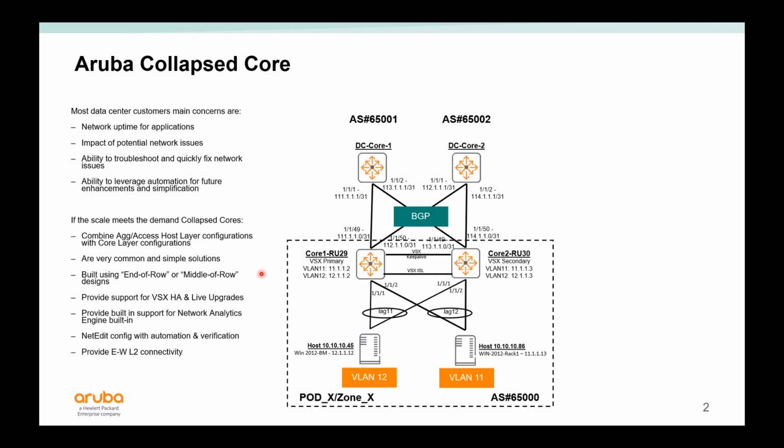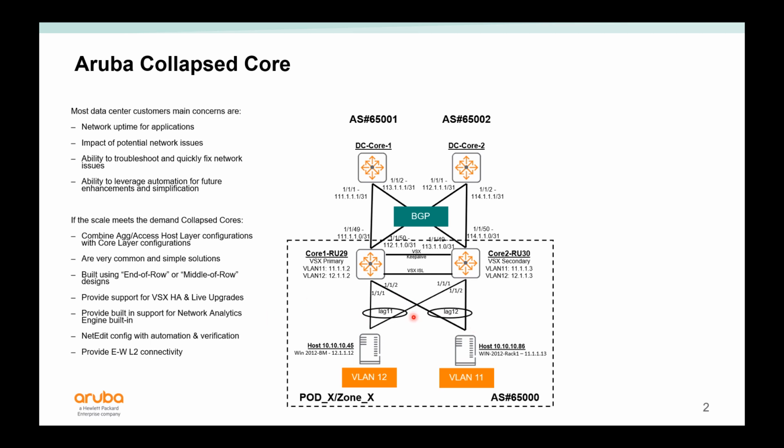These are usually built using end-of-row or middle-of-row style designs, but these collapsed core designs using the Aruba CX switches still provide the high availability that these customers need to ensure these applications have uptime with VSX, and we support even live upgrades with VSX. Of course, with the CX systems, we also support built-in troubleshooting features like Network Analytics Engine, and of course, NetEdit. And within this type of environment, it really makes east-west connectivity simple, which is automatically by nature layer 2.